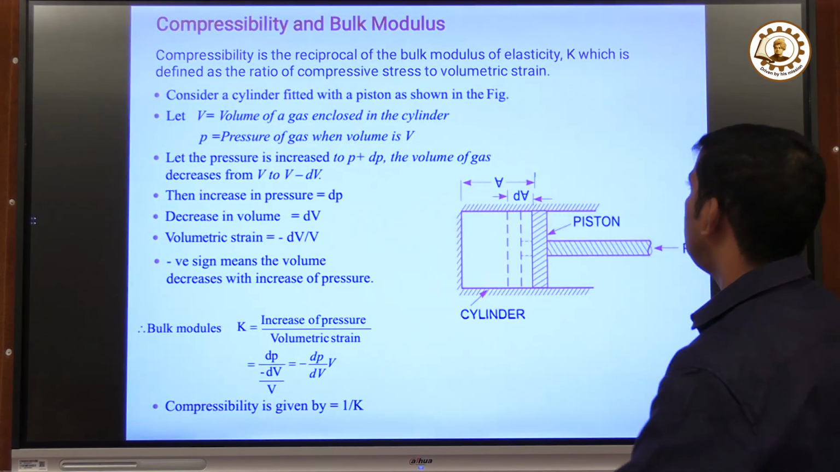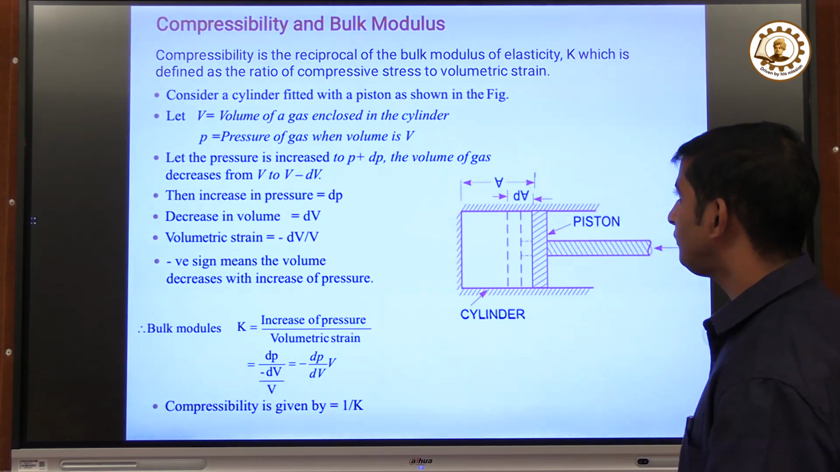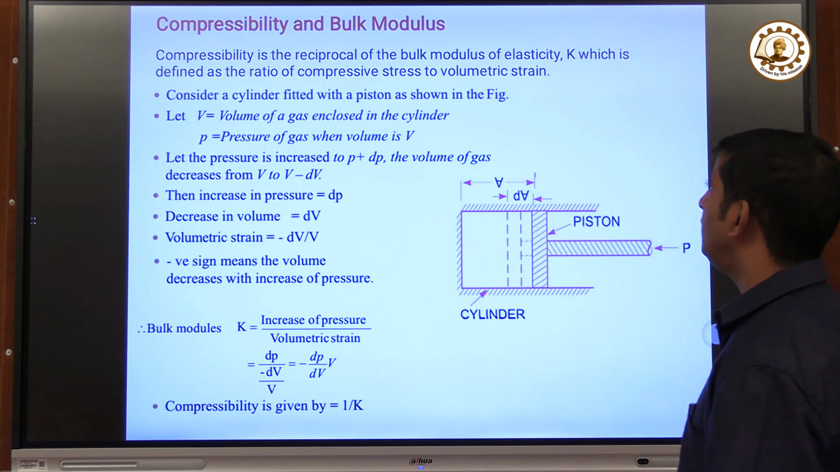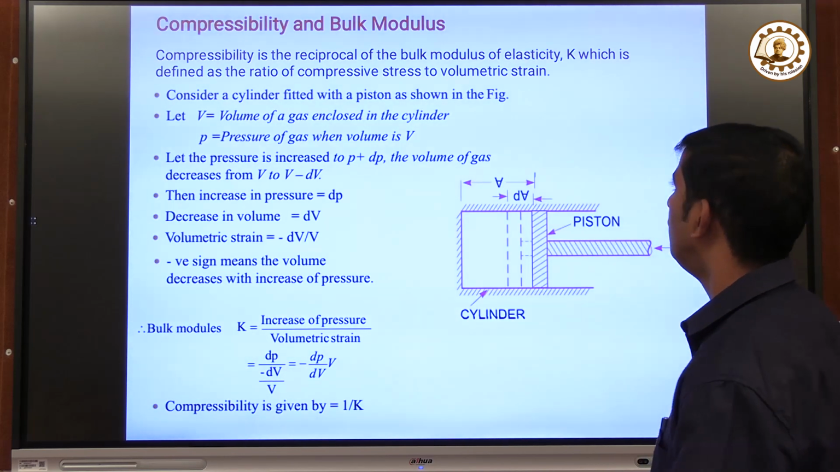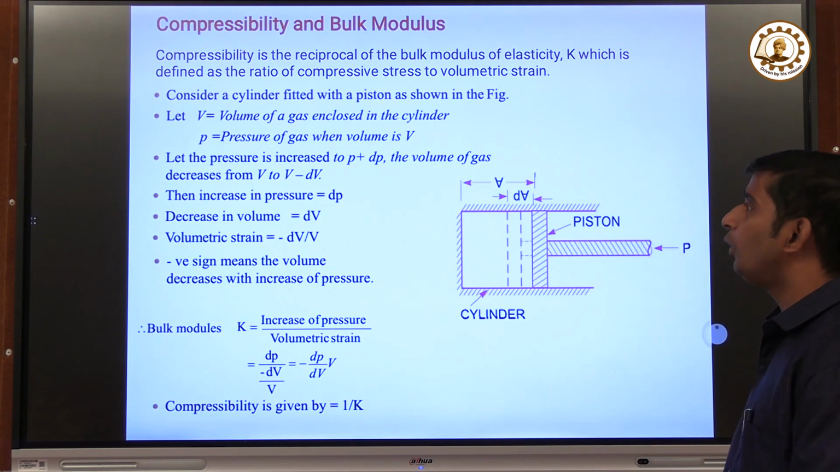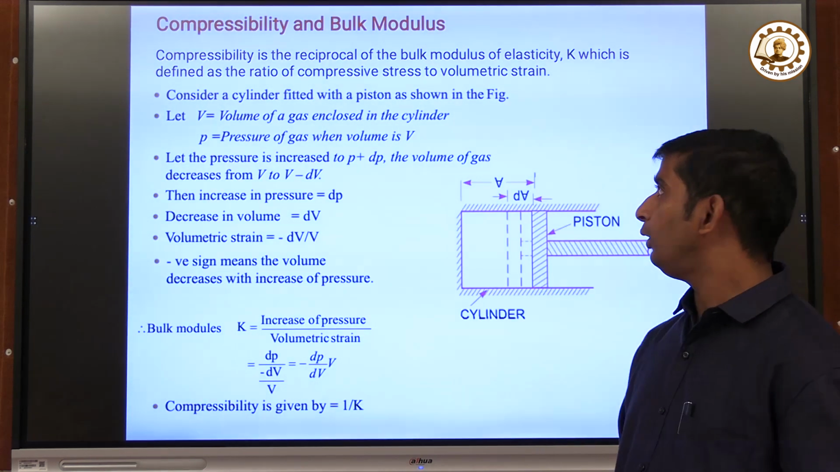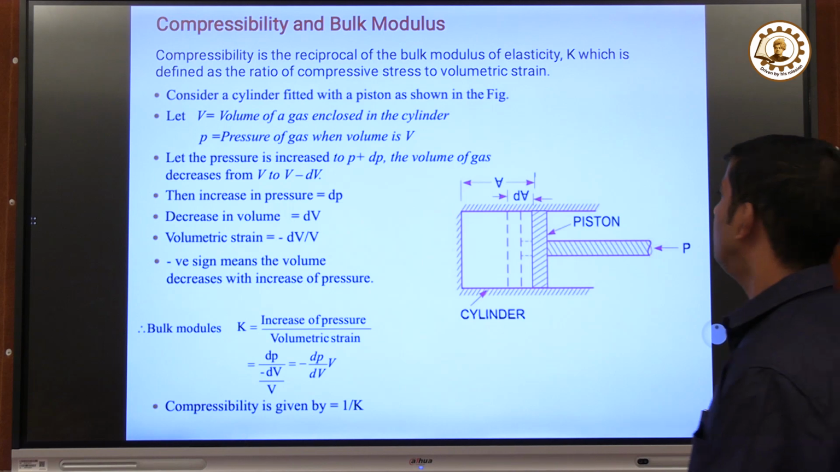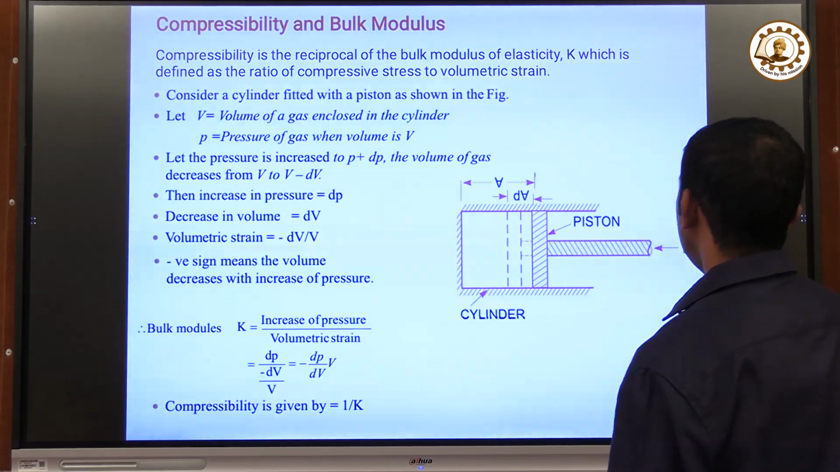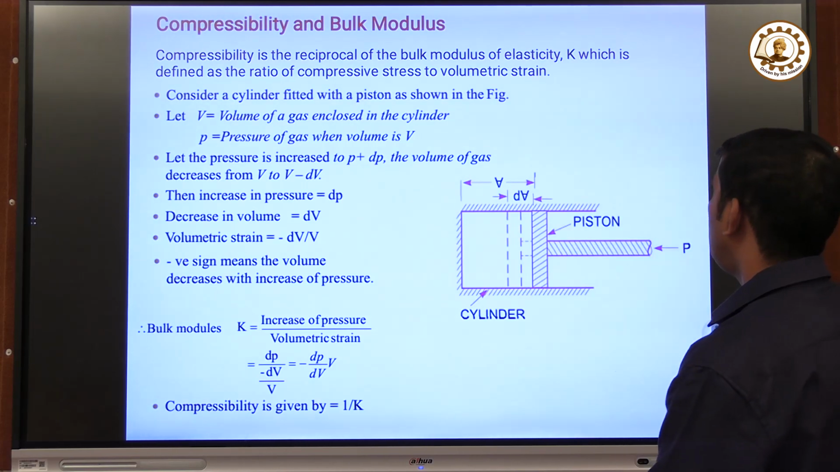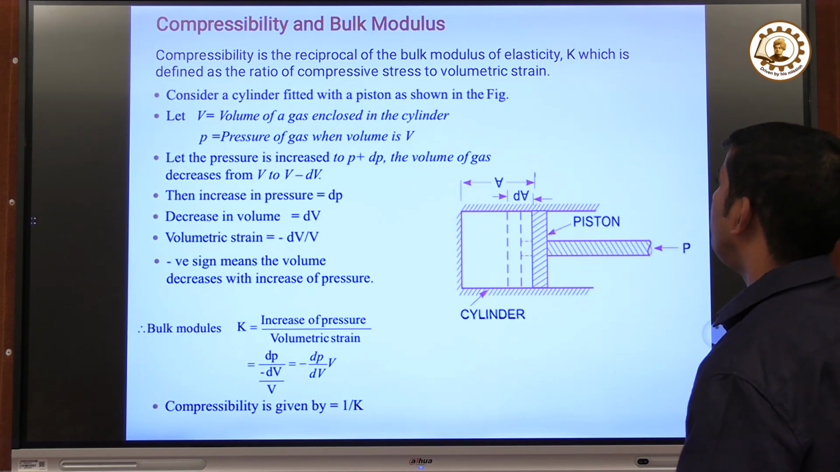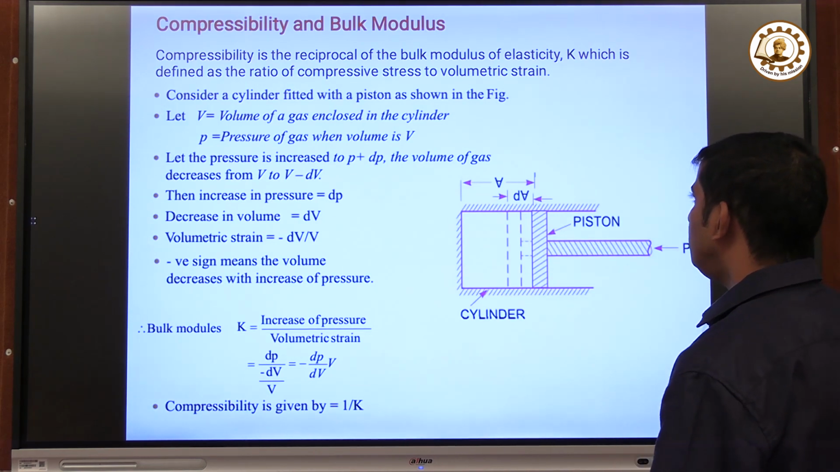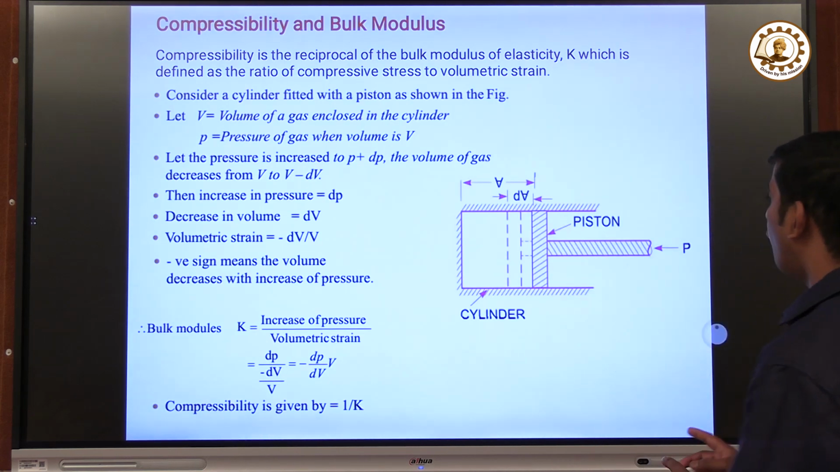What is compressibility and bulk modulus? Compressibility is the reciprocal of the bulk modulus of elasticity, K, which is defined as the ratio of compressive stress to volumetric strain. Just see, we consider a cylinder fitted with a piston as shown in the figure. Let V be the volume of the gas enclosed in the cylinder, and P the pressure of the gas where the volume is V.